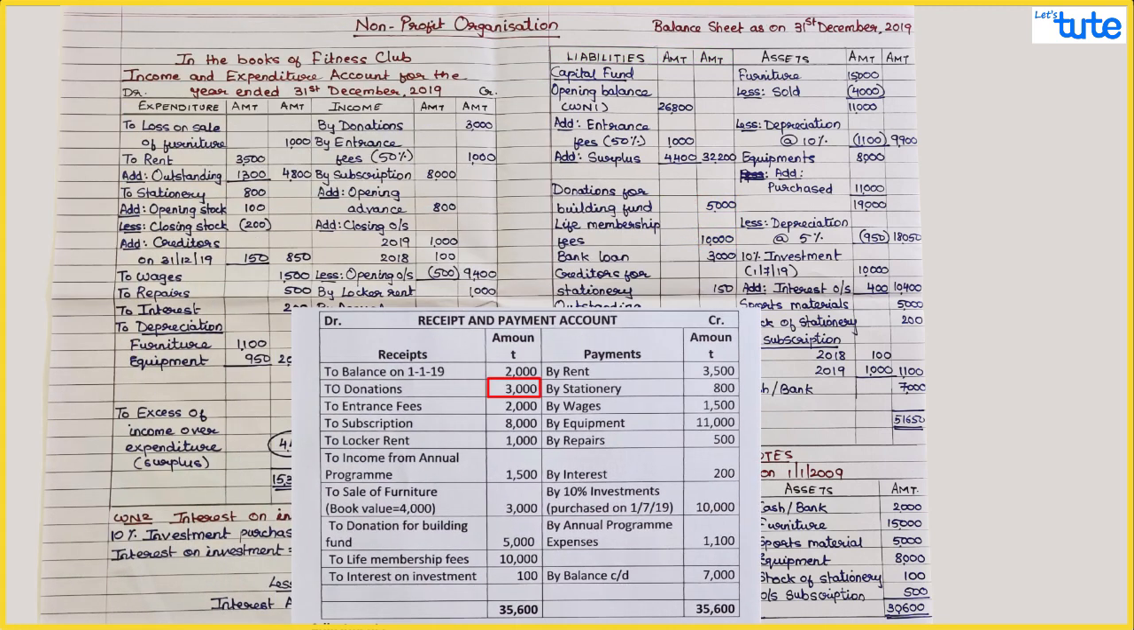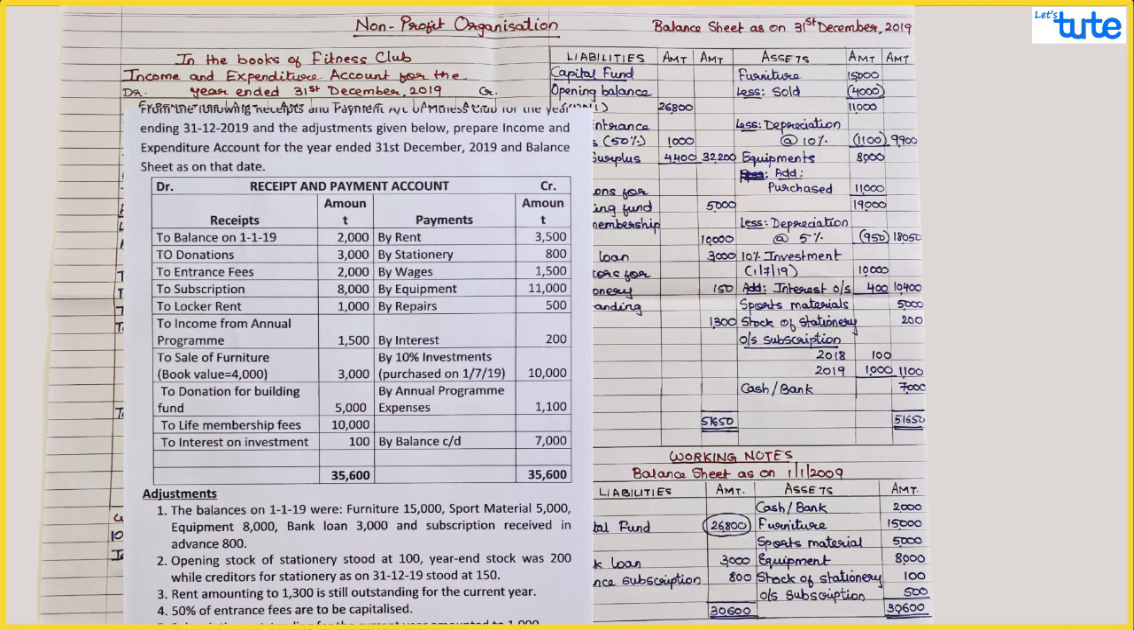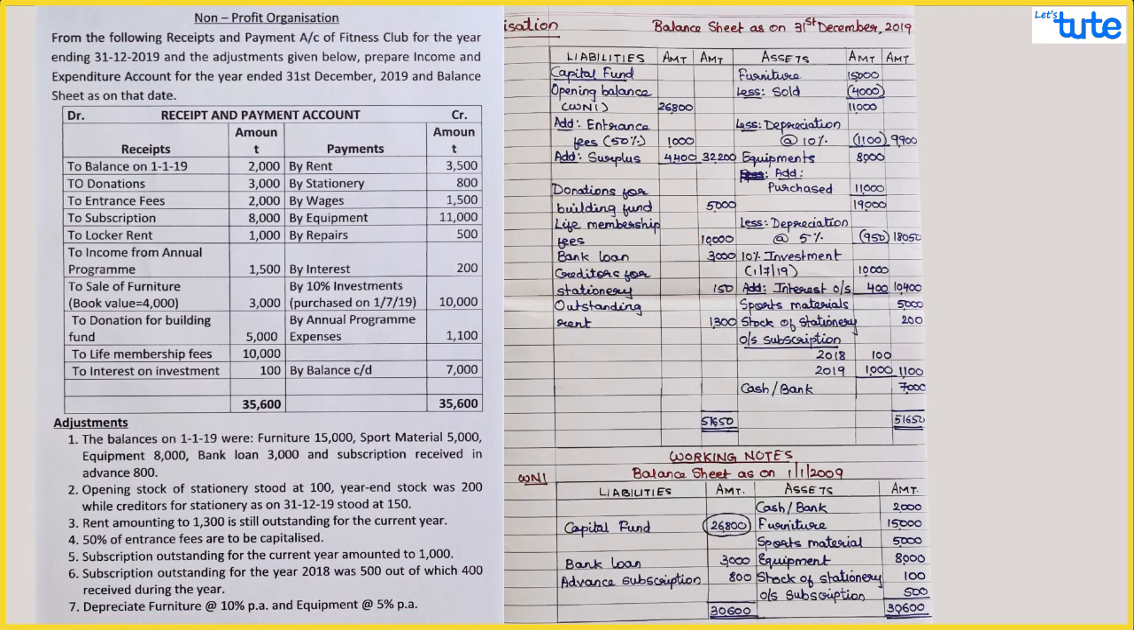General donations are normally assumed as revenue, so income side, and special donations are written on the liability side. So be careful. As we have seen in NPO sums, one of the important and most common adjustments in such sums is subscription. So do practice more sums so as to avoid any mistake in such adjustment.